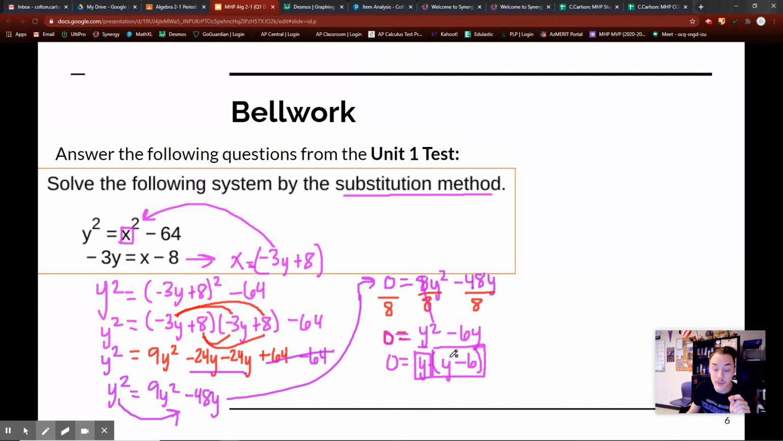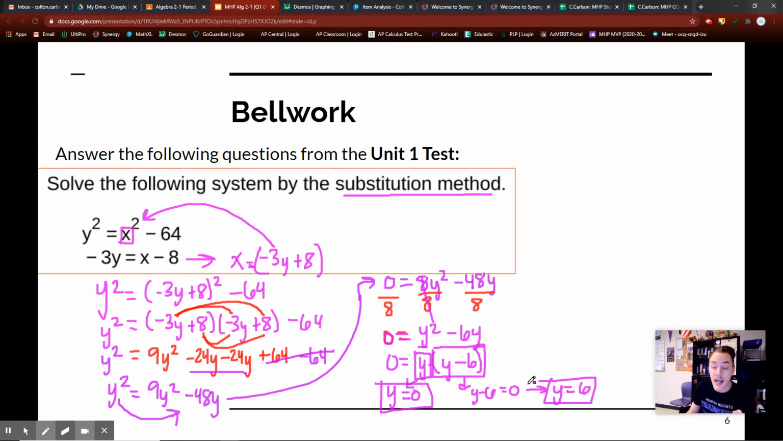Yes? That's a product. So that means I'm going to take those two things, and I'm going to set each one equal to 0. So y equals 0. Oh, look at that, I'm done. And then this one right here, y minus 6 equals 0, which of course is just y equals 6. So this is how I get my two values.